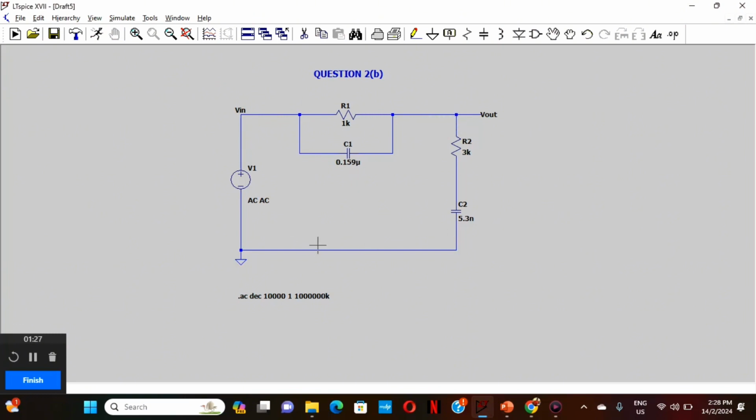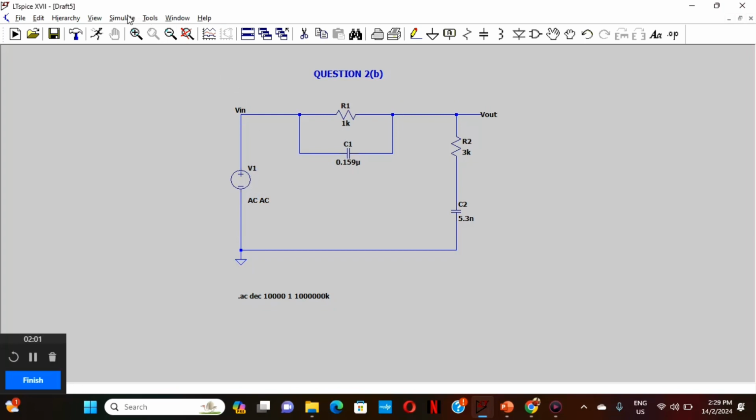Okay. Then I assume the first resistor is 1 kilo ohm. The second resistor is 3 kilo ohm. The first capacitor I use 0.156 microfarad and second capacitor I use 5.3 nanofarad. And for this type of question, we don't have to put a value for the voltage because it is a band pass filter.